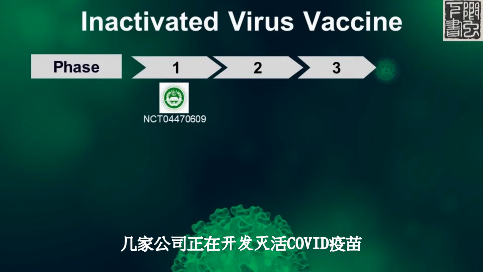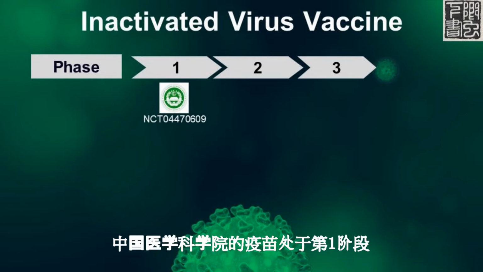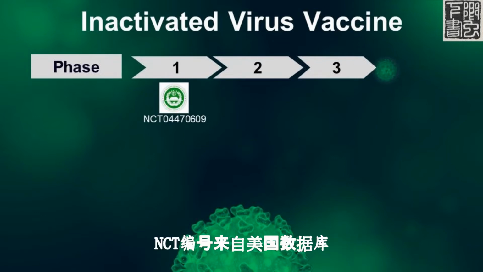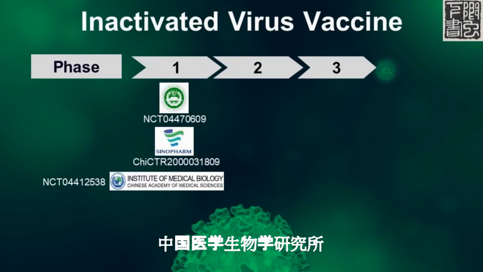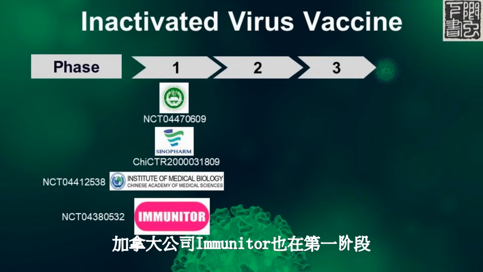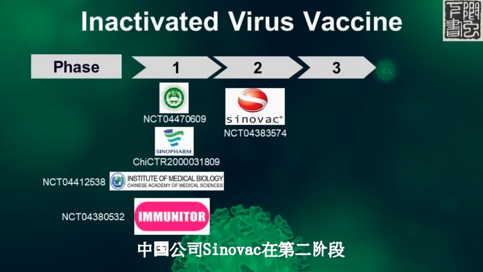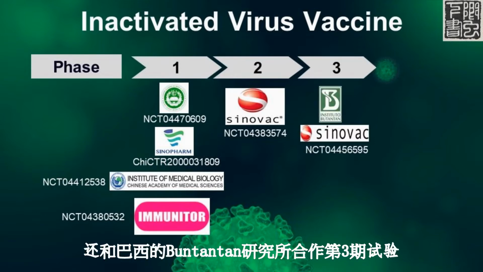Several companies are making inactivated COVID vaccines. The vaccine by the Chinese Academy of Medical Sciences is in Phase 1. The NCT number below is from the US database. The vaccine by Sinopharm is also in Phase 1. Its ID number is from the Chinese database. Institute of Medical Biology in China and Immunitor, a Canadian company, are also having their respective vaccines in Phase 1. The Chinese company Sinovac has a vaccine in Phase 2. Sinovac is also testing its vaccine with the Butantan Institute in Brazil in a Phase 3 trial.